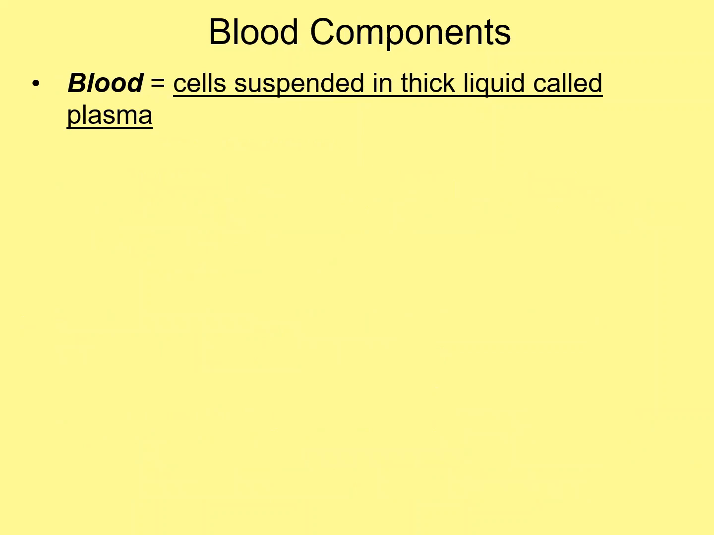Okay, so changing gears a little bit, we're going to be looking at the respiratory system and the circulatory system. There's another EdPuzzle that deals with circulation, predominantly your heart, arteries, veins, capillaries, etc. And here we're going to start by looking at blood.